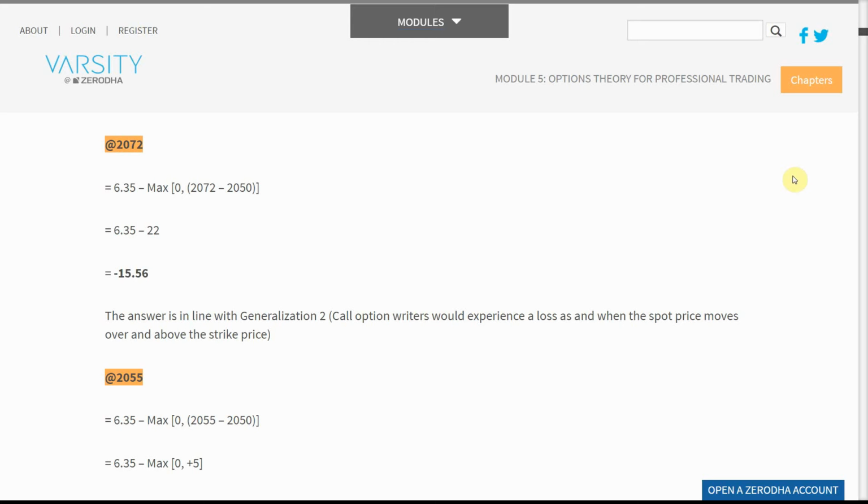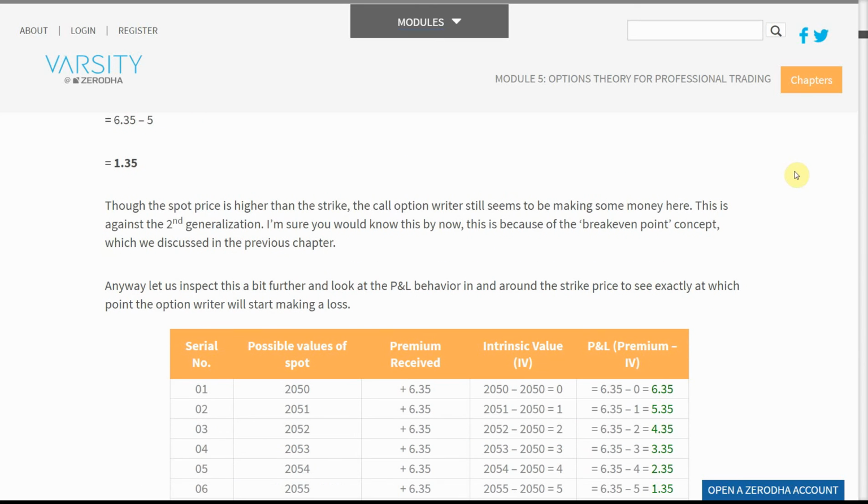Though the spot price is higher than the strike, the call option writer still seems to be making some money here. This is against the second generalization. I'm sure you would know this by now. This is because of the break-even point concept, which we discussed in the previous chapter. Anyway, let us inspect this a bit further and look at the P&L behavior in and around the strike price to see exactly at which point the option writer will start making a loss.